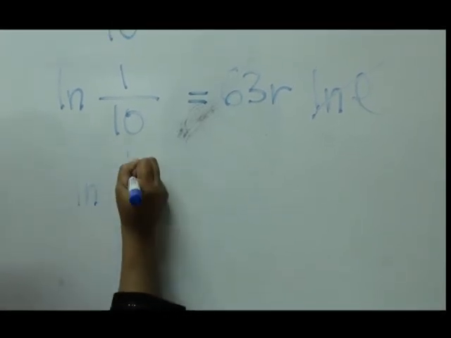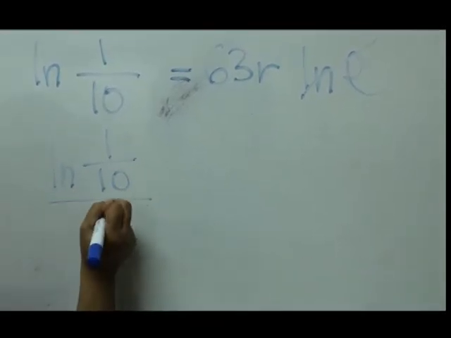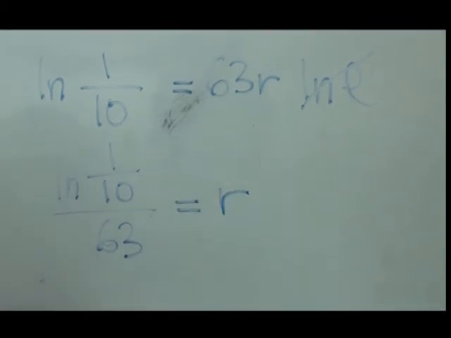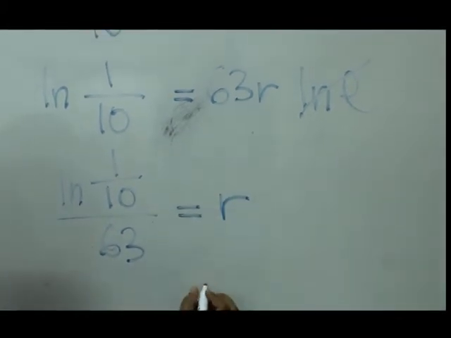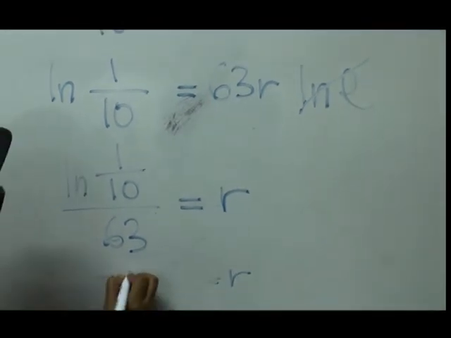And the value is negative 0.037. Therefore, the extinction rate of Malayan tiger is negative 0.037.